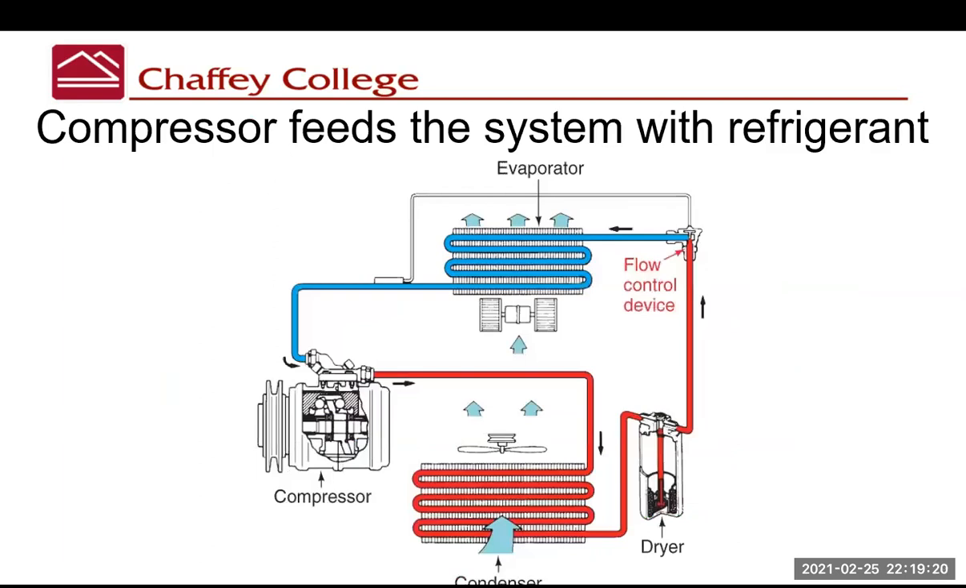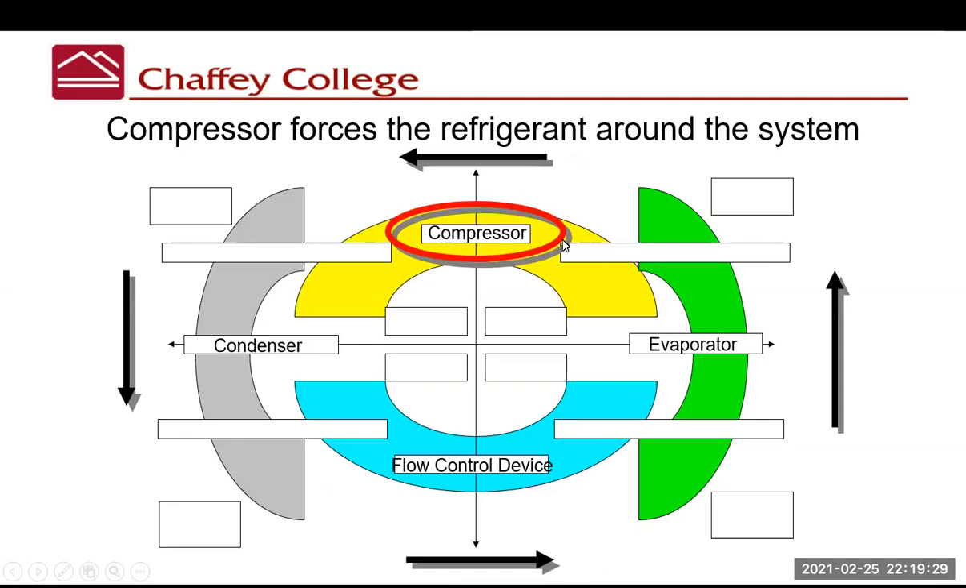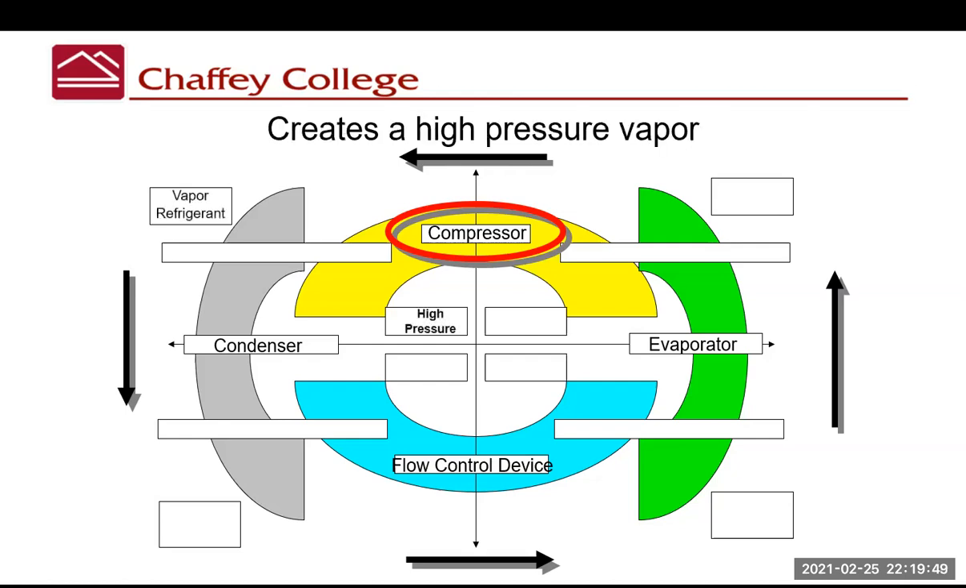So we're going to start with the compressor. The compressor feeds the system with refrigerant. It's the thing that pushes it around. So we'll write in the compressor up here. And as the compressor forces the refrigerant around the system, it has a pressure side and a vacuum side, or a high pressure side and a low pressure side. So the high pressure side is the outlet of the compressor feeding the system. When the refrigerant comes out of the compressor, it's in vapor form and it's being put under high pressure because the compressor is forcing it out.